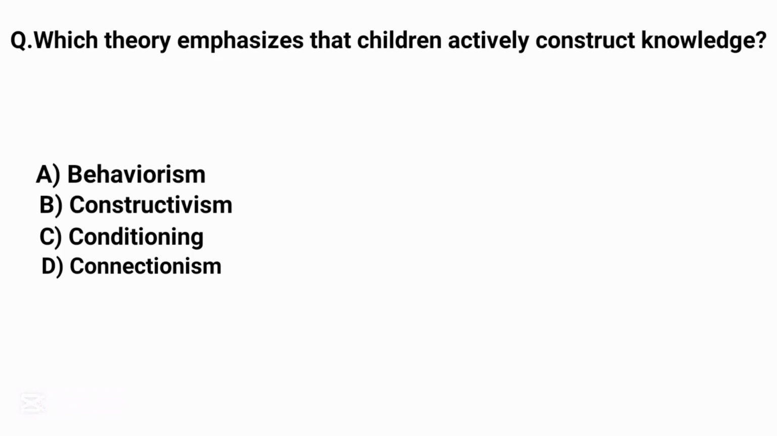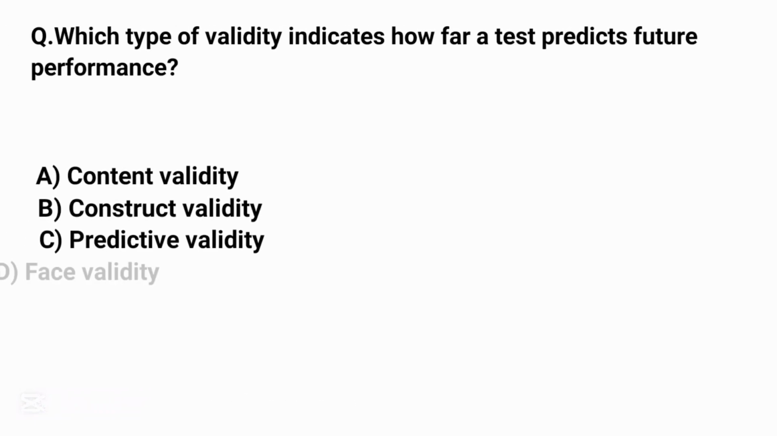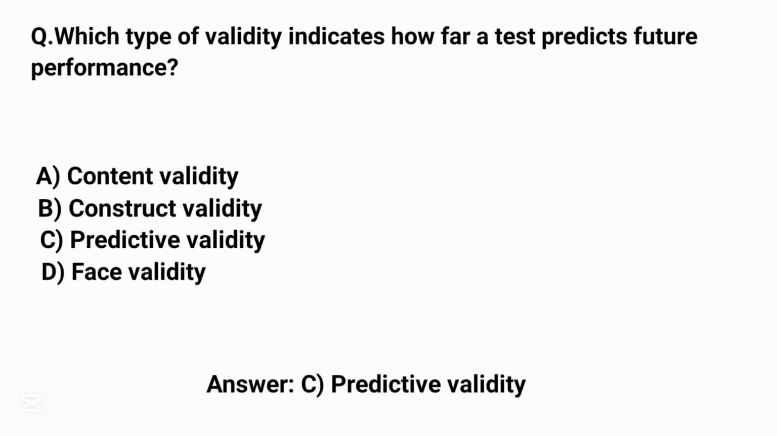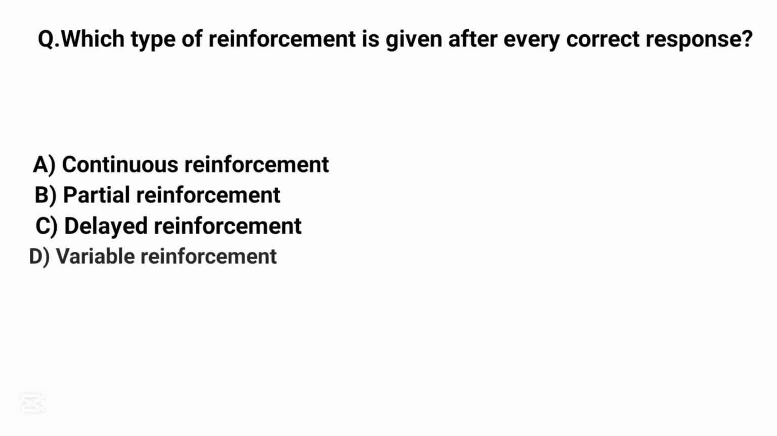Correct answer is option B. Constructivism. Which type of validity indicates how far a test predicts future performance? Correct answer is option C. Predictive validity. Which type of reinforcement is given after every correct response? Correct answer is option A.